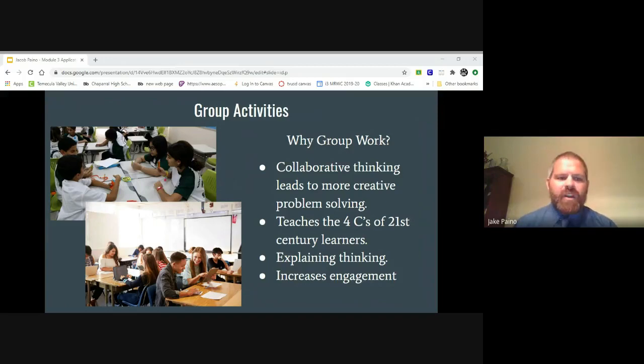When working in groups, students have to explain their thinking. That was the last MTP, to get students to explain their thinking. It increases engagement. When students are in a big class setting, it is easy for a few kids to hide, sit in the back, not be engaged in the class discussion. But when they're in small groups, they hold each other accountable, and it makes the engagement go up.